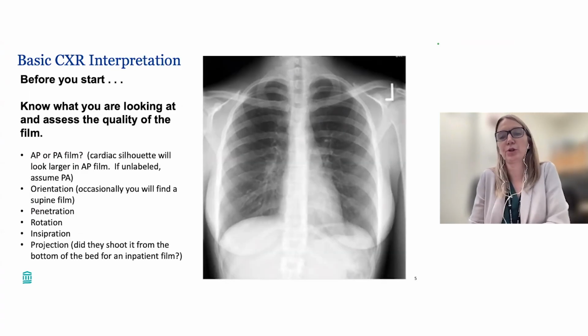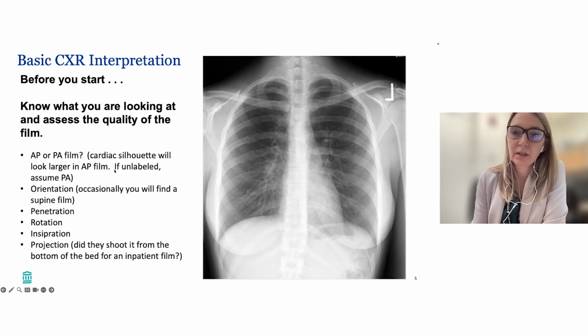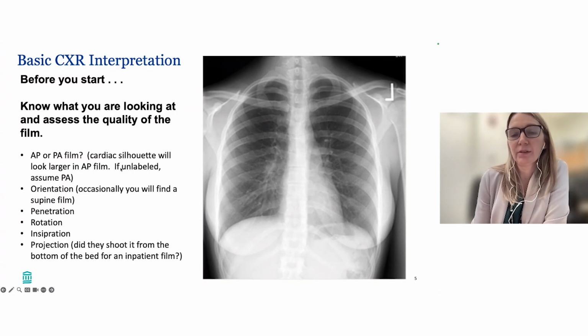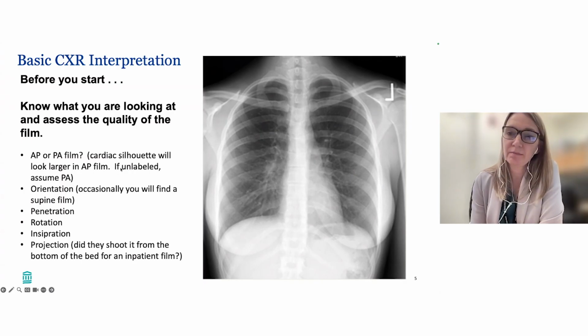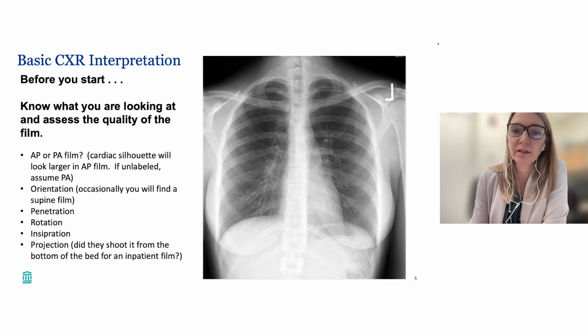Before you start to interpret a chest x-ray, it's very important to be sure of what you are looking at. This includes assessing the overall quality of the film, as well as making sure you're oriented to the patient. Before interpreting any film, you should know if you're looking at an AP or a PA film. This is important for many reasons, but notably because the cardiac silhouette will appear larger in AP films. This is why many inpatient films will look like the patient has borderline cardiomegaly.